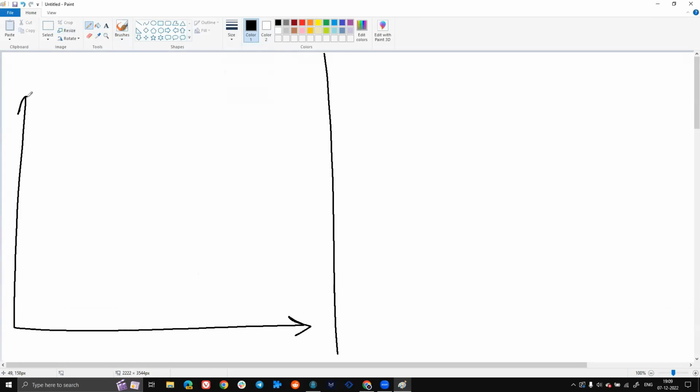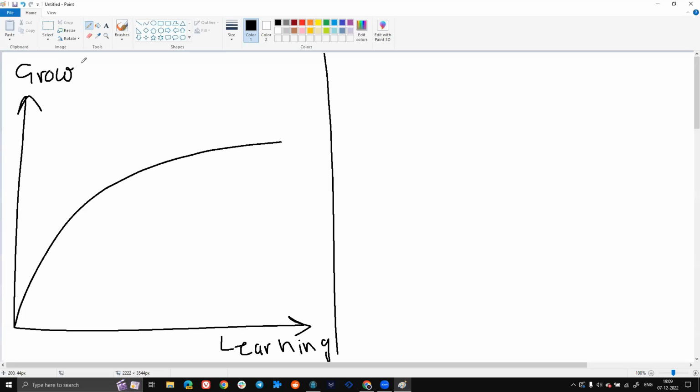Generally, what happens with any concept that you have learned or you will learn, the growth and basically learning, if we plot learning on the x-axis and profitability or growth on the y-axis. So this is what typically happens. In the beginning, you learn a few things and you grow exponentially. You grow at a very rapid rate and you feel like you have gained something really advantageous.